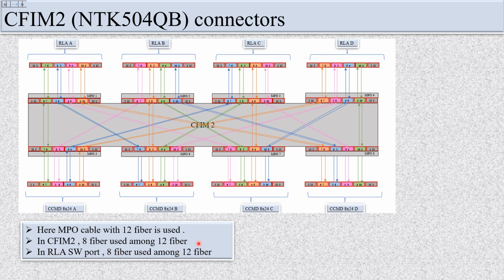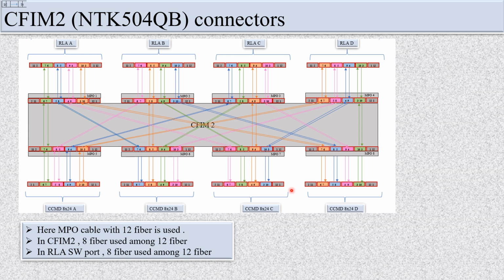So if RLA is used to connect with the CFIM2, it means you can see 4 fiber pair is used from the RLA and 4 fiber pair is used from the 1 MPO port in the CFIM2. But if you remember, in CFIM1, only 3 fiber pair is used in RLA when it is used to connect with CFIM1. You can go to the CFIM1 video and check.